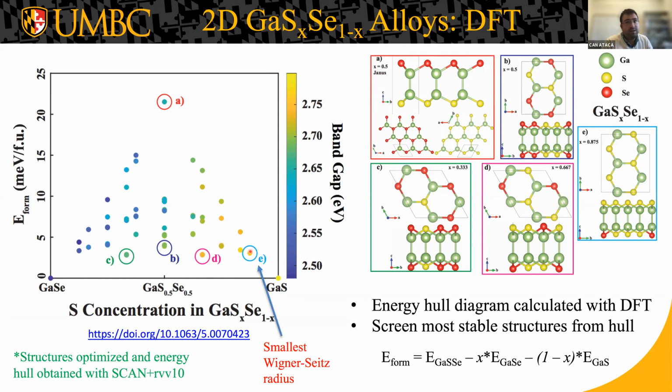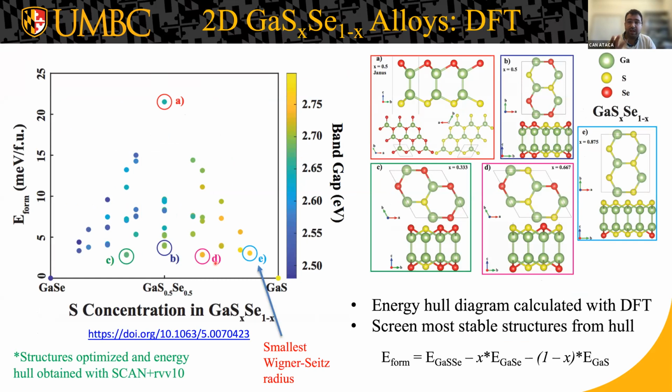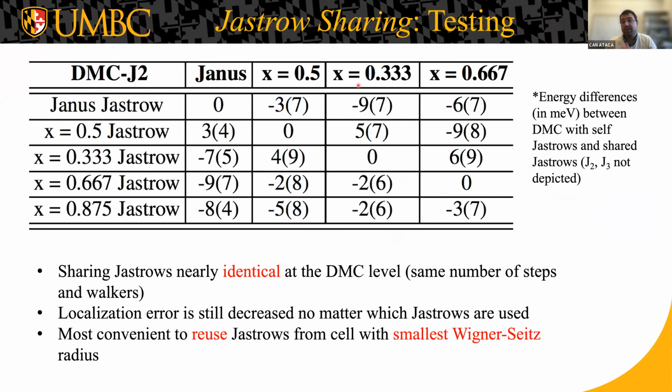So why is this important? It is important for our optimization. How can we make this alloying search more computationally efficient? What we have done is look at Jastrow sharing. We optimized all Jastrow parameters individually at each concentration, so we have the optimized Jastrows at each point, and then we swap the Jastrow parameters with the other geometries as well. What we found is that at the DMC level our errors are minimal, on the order of meV, and switching Jastrow parameters will not affect our final result at the DMC level.